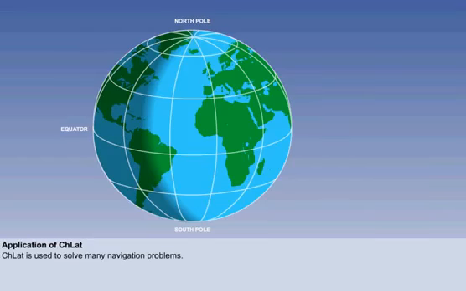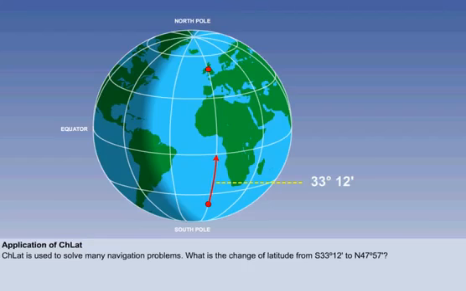The value of ChLat is used to solve many navigation problems. For example, what is the ChLat from south 3312 to north 4757? From the southerly latitude to the equator is 33 degrees and 12 minutes. From the equator to the northerly latitude is 47 degrees and 57 minutes.